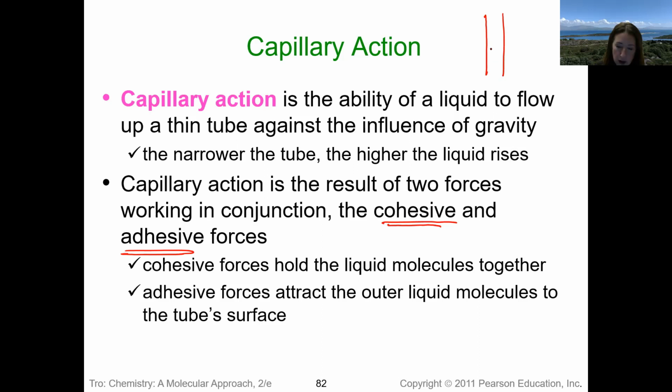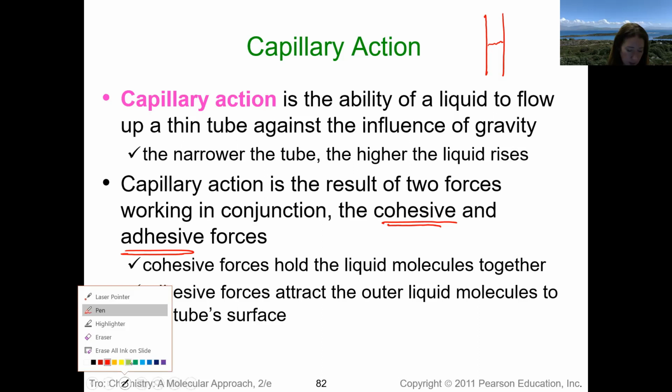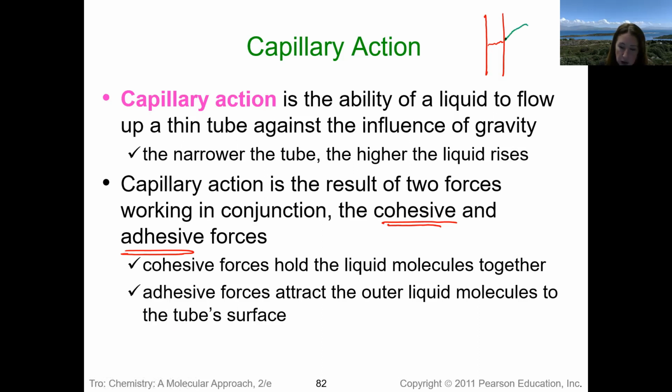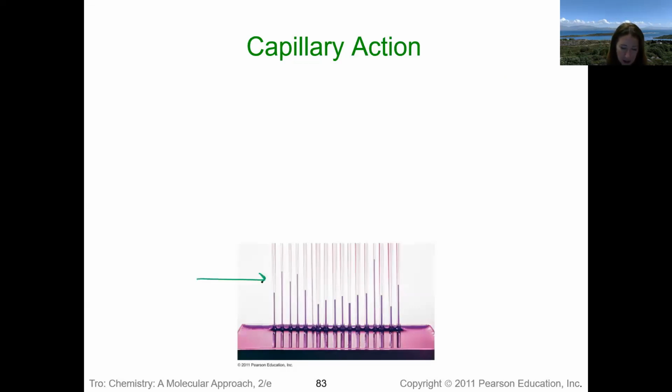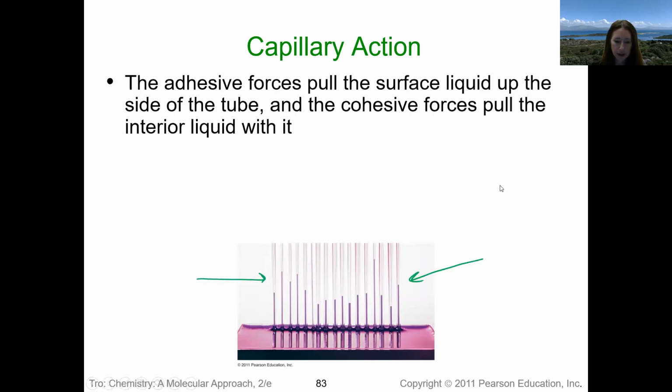So here's my water traveling up my tube. The adhesive force is the attraction between the tube and the water. If the tube is polar and the water is polar, they're attracted to each other. The water is adhering to the surface because they have similar intermolecular forces. Here are the little thin tubes, which are really fun to play with. We won't get to play with them in 219, but if you take organic, you play with these all the time.